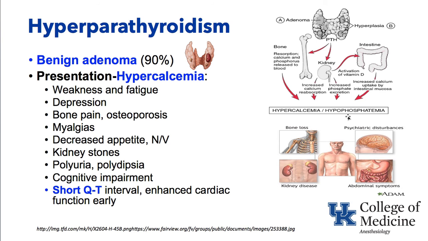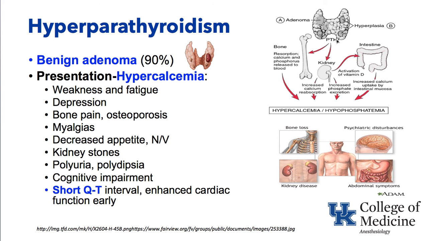Let's talk about hyperparathyroidism first, and a benign adenoma is the cause in many situations. In fact, about 90% of them. Here's an example of a large parathyroid gland. It's a benign adenoma secreting parathyroid hormone, causing hypercalcemia. And up at the top right shows that adenoma secreting parathyroid hormone, which affects calcium reabsorption in the kidney, resorption from the bone, increased calcium uptake by the intestine, and overall resulting in elevations of calcium and lowering of phosphate levels.